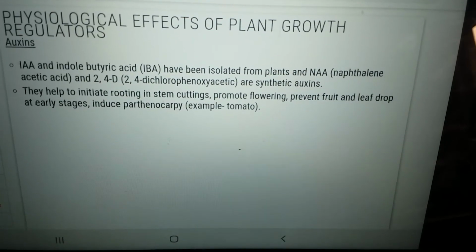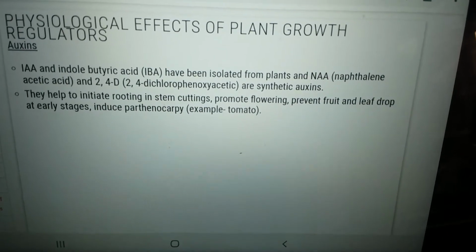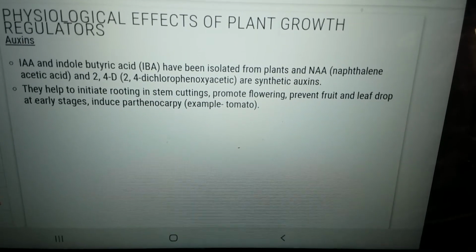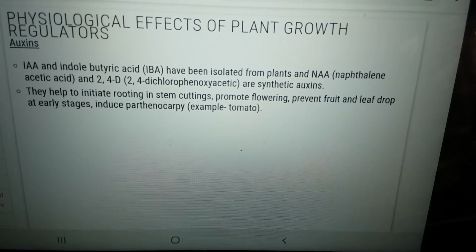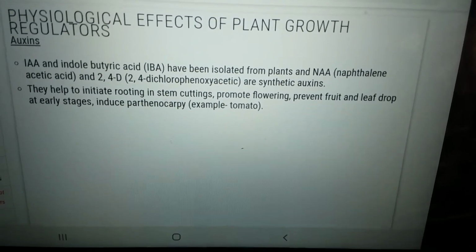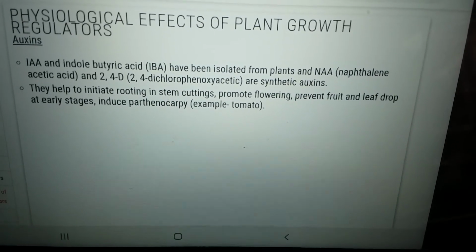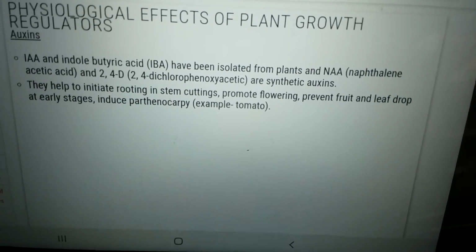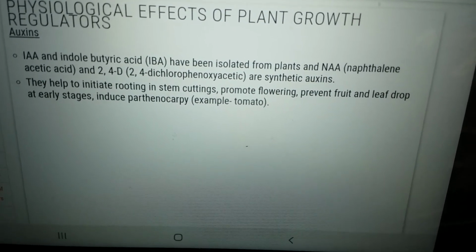Now coming to the physiological effects of plant growth regulators, the first plant growth promoter is auxin. Indole acetic acid and indole butyric acid have been isolated from plants, and naphthalene acetic acid and 2,4-D are the synthetic auxins. The function of auxin is to initiate rooting in stem cuttings. They promote flowering. They prevent fruit and leaf drop at early stages, and they may also result in the induction of parthenocarpy, for example, in the case of tomato.